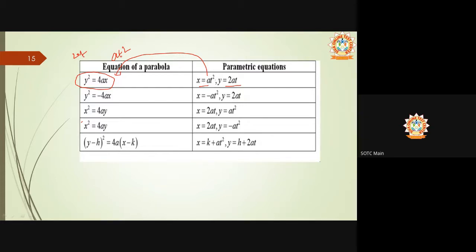Substitute x as at square and y as 2at. Tell me whether these two equations are satisfying or not. Satisfying, sir. So you can also check this one: x is equal to minus at square, y is equal to 8. How can you remember these equations? If it is only x, then you need to put x as t square. If it is y square, then only t.